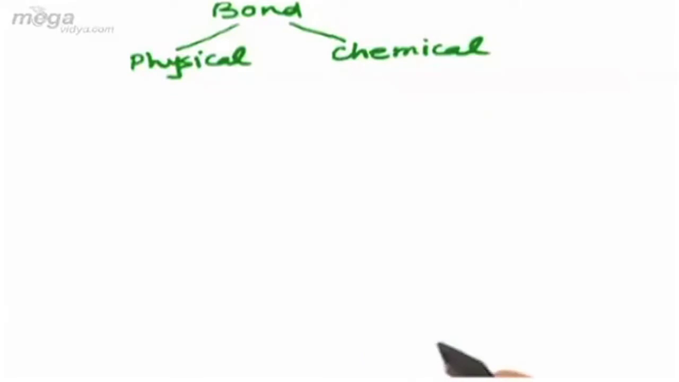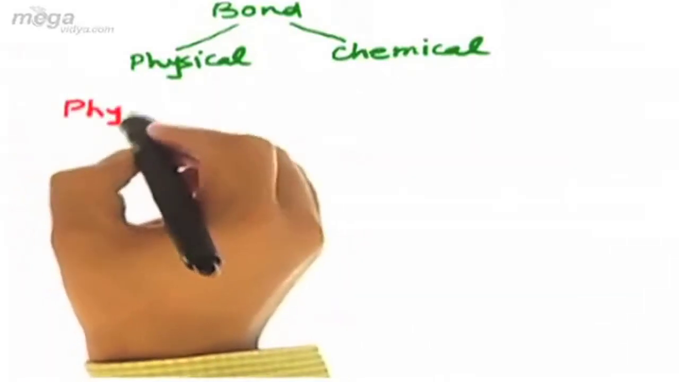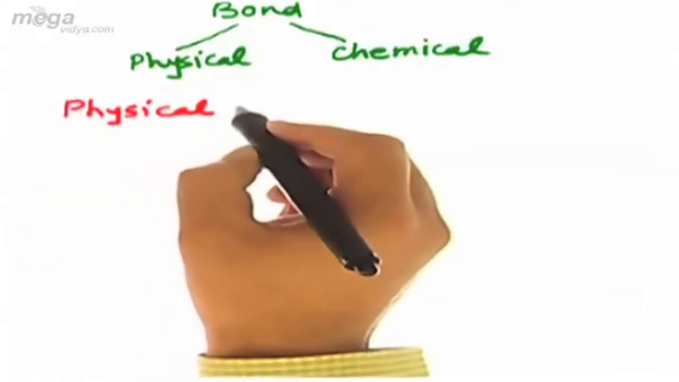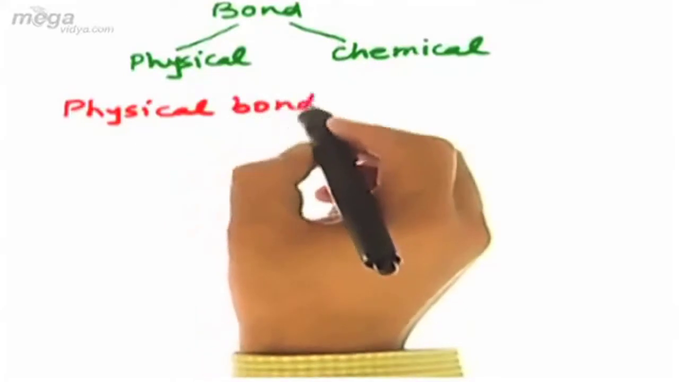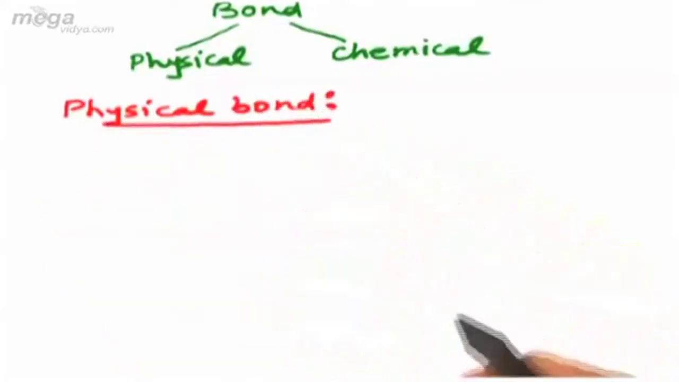Now we shall be dealing about the physical bonding and chemical bonding respectively. So let's start with the physical bonding. In physical bonding, when the species will be approaching each other, then there shall be no electronic involvement.